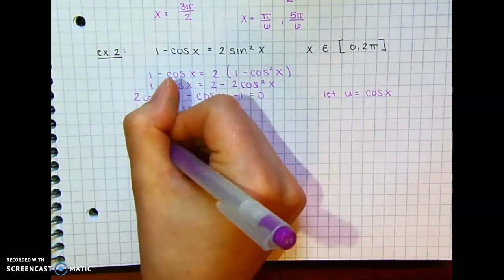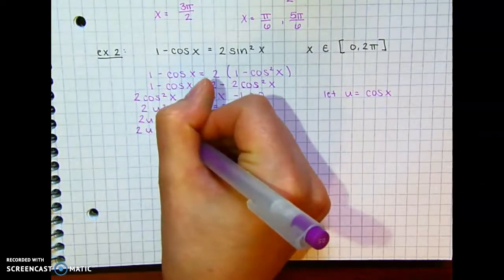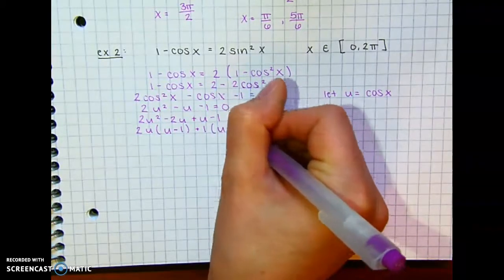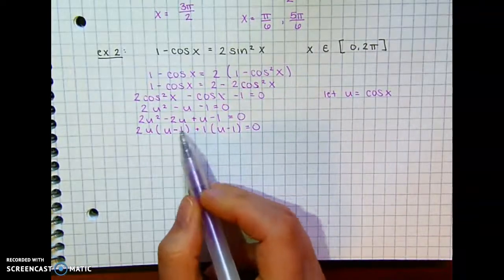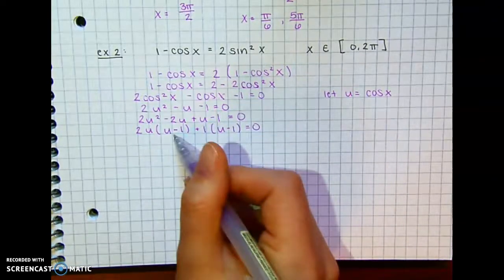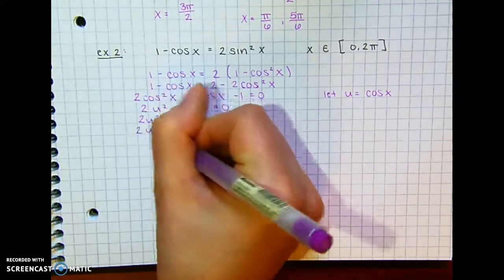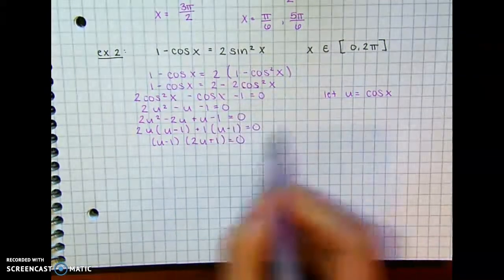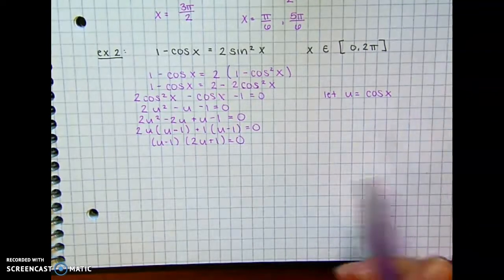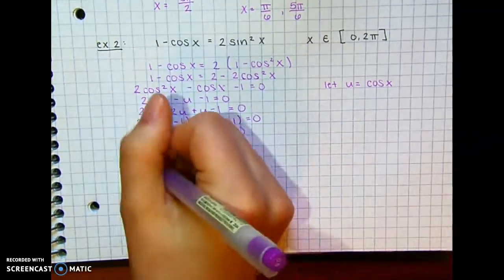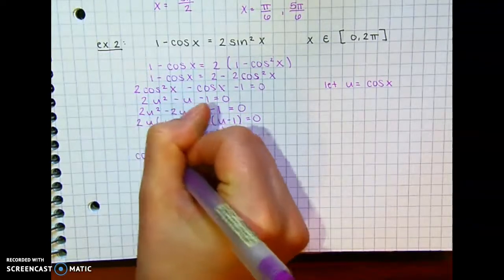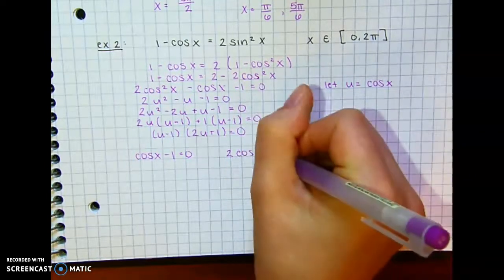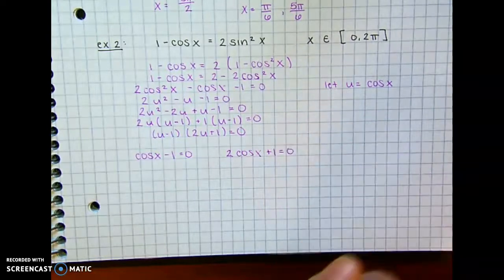So factoring by grouping, I've got a greatest common factor of 2u. And here, greatest common factor is just 1. But when you do factor by grouping, you do want to factor out something. So that now we have 2 of the same factors, so I can factor out a u minus 1 and 2u plus 1. But as we know, these u's actually represent cosine. I'm just going to jump to setting them equal to 0 using the zero product property. So this is going to be cosine of x minus 1 equals 0. And this is going to be 2 times cosine of x plus 1 equals 0.